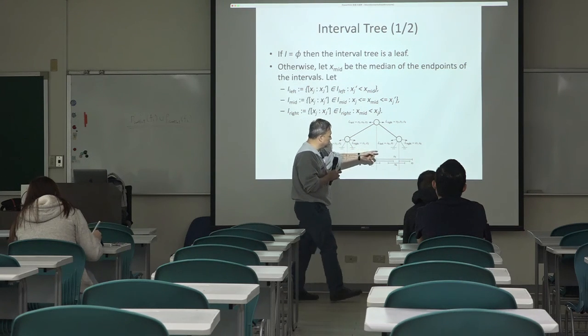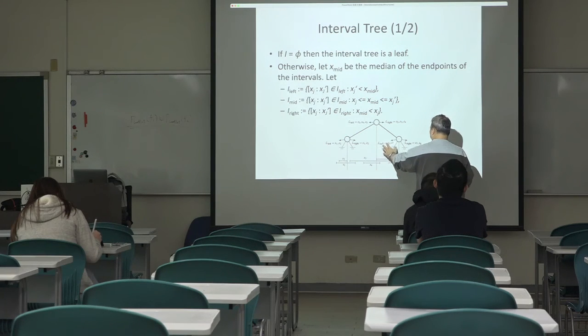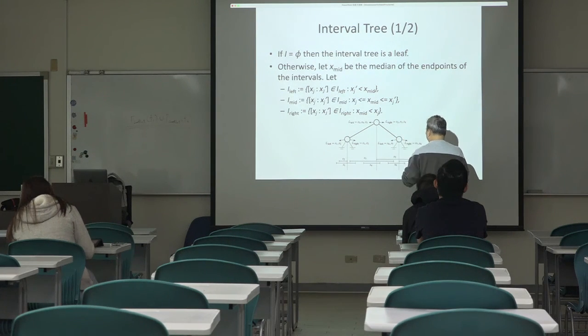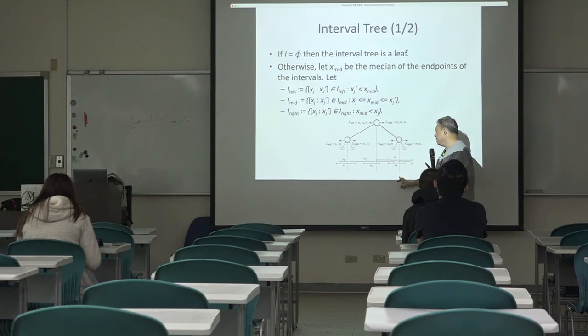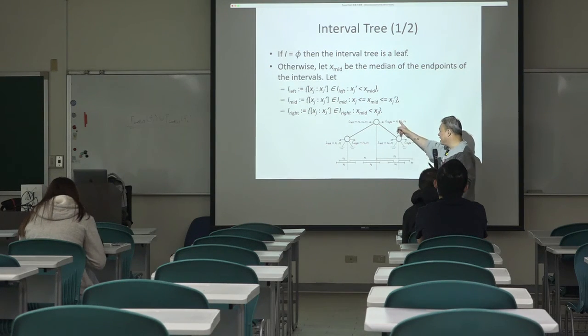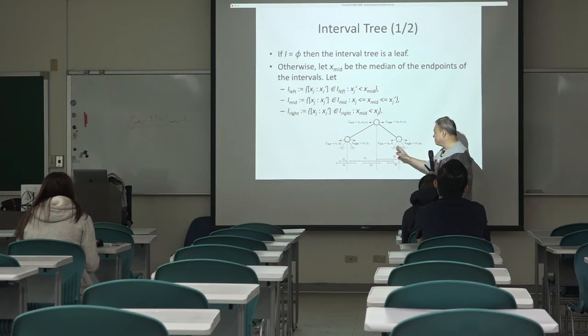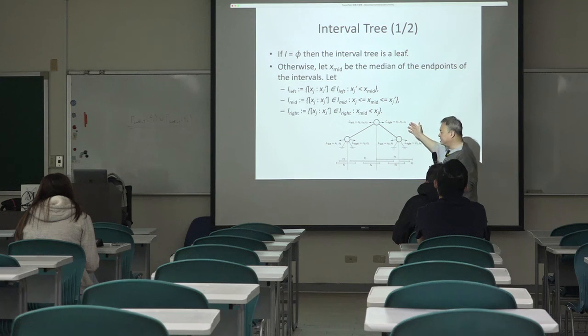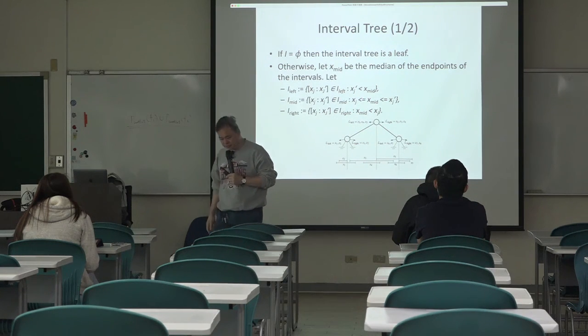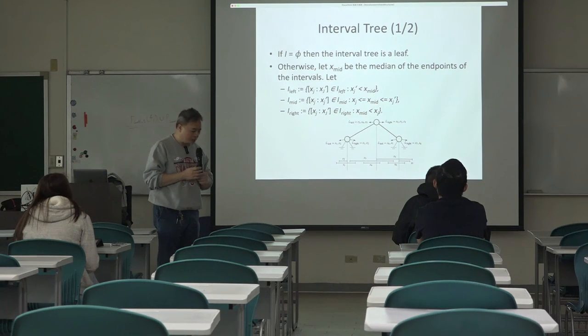Same thing applies here. For this I right, it includes S6 and S7. In this case, the left endpoint of S7 will be used as the X mid here. And you'll find that the left subtree and right subtree are both empty, so they are leaf nodes too, and then these two segments will all be included here. So we will have L left and L right, something like this. So far so good, right?